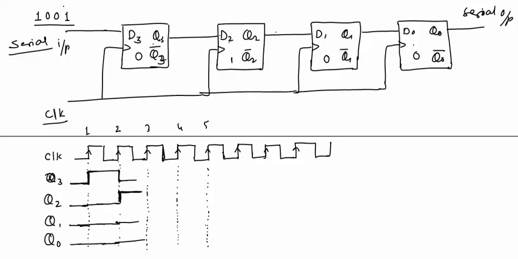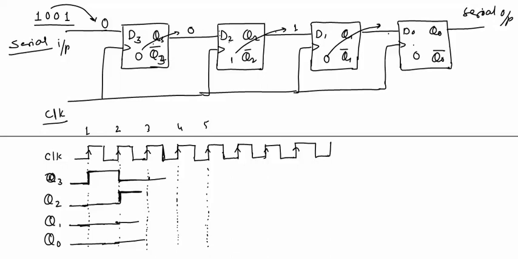At this flip-flop input, the third bit will be ready, logic 0. For this flip-flop, input will be this logic 0. For this flip-flop, input will be this logic 1. For this flip-flop, input will be this logic 0. So when the third clock pulse is applied, this 0 will be stored here. So Q3 will be 0 again at the third clock pulse.